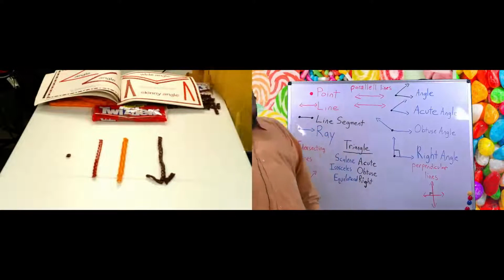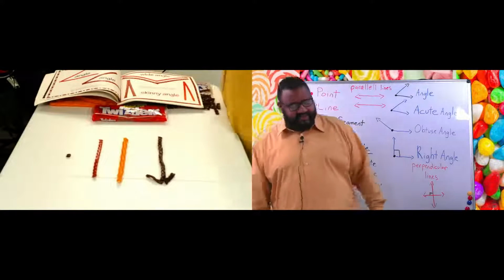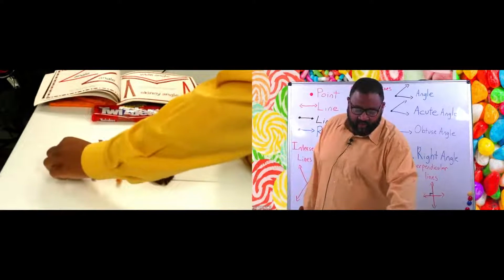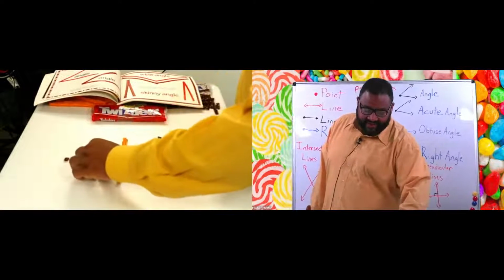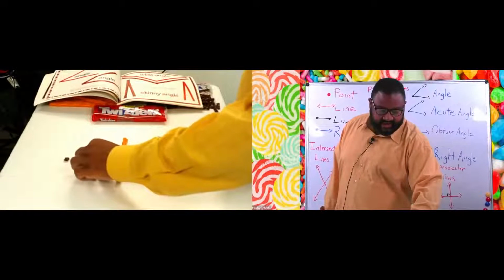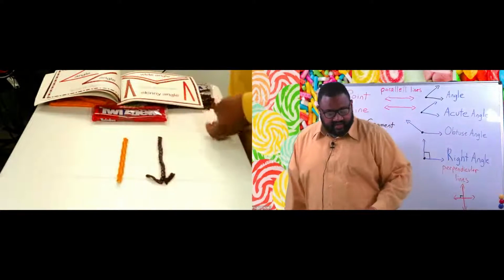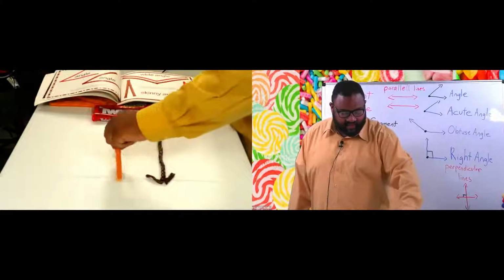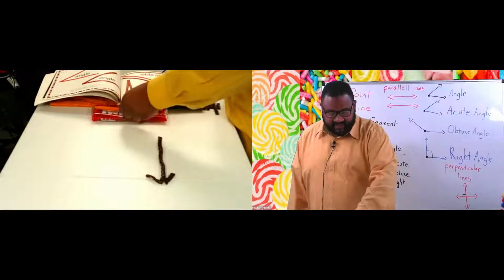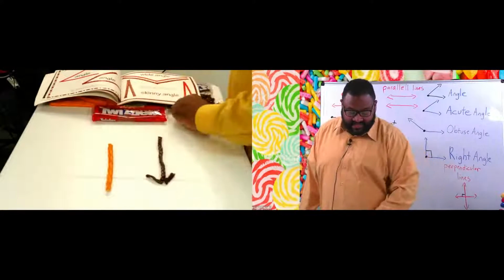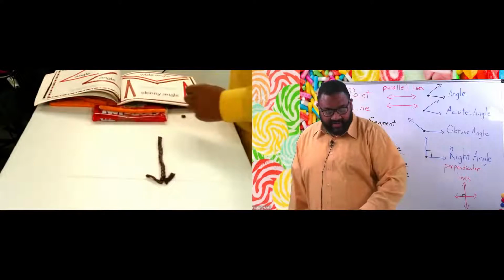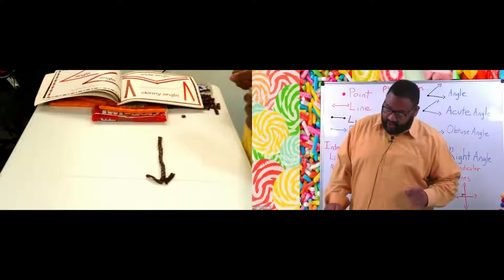Now, here's the issue that's going to take place. Once again, I have to have my point. I have to have my line. But I'm going to take away my line for right now. I want to take away my line segment. We'll talk about line segment in just a few moments. That's what this orange represents right here. It represents the line segment. But what I do want to talk about is another piece called the ray.